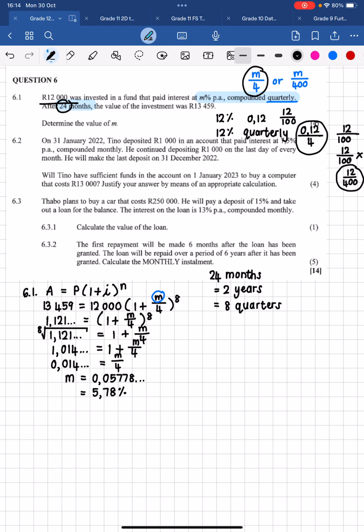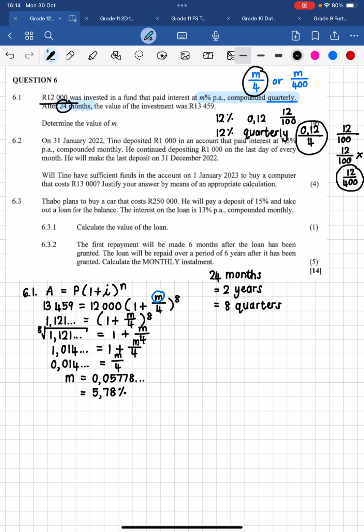You have to always match the type of time period with the type of interest. So if it was compounded quarterly, you need to have quarters. If it was compounded monthly, you need to have months. It just depends on the question.